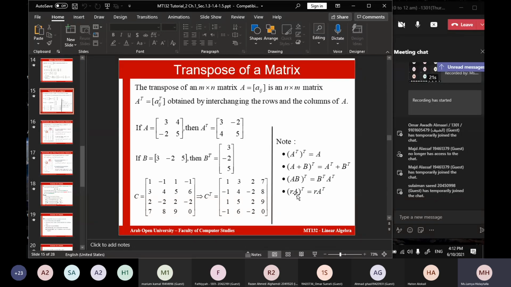Next, R times A and then the whole transpose. If we have a constant and we multiply it times the matrix, we know how to do that. Each element you will multiply, and after that we need the transpose. This is the same as what you can do first: find the transpose of this matrix first and then multiply R times it. So you're going to get the same result, correct? Because this is just a constant like 2, 3, half, quarter, and etc. Okay, so these are the rules.